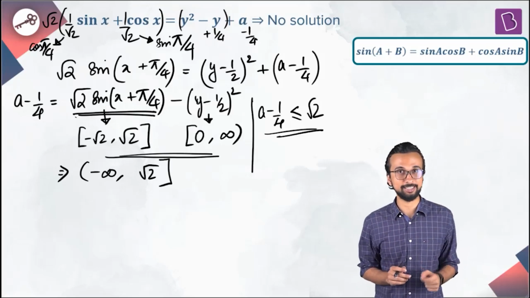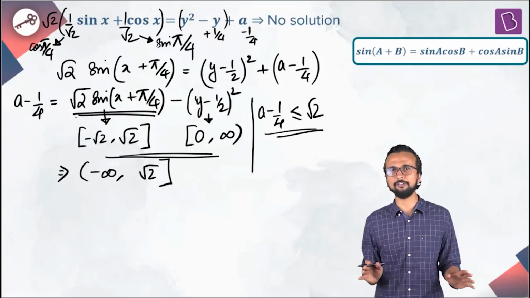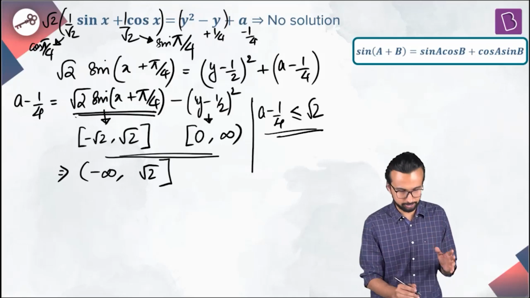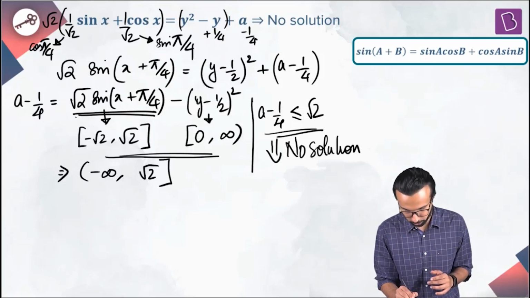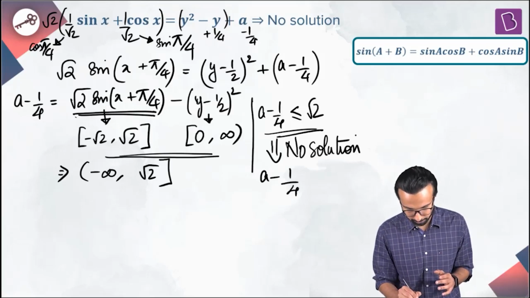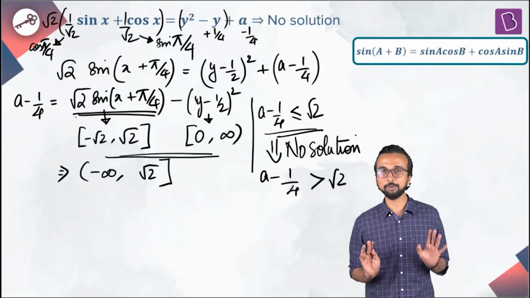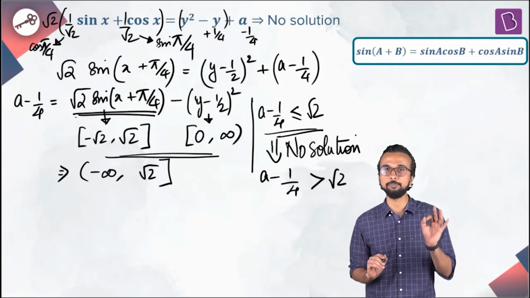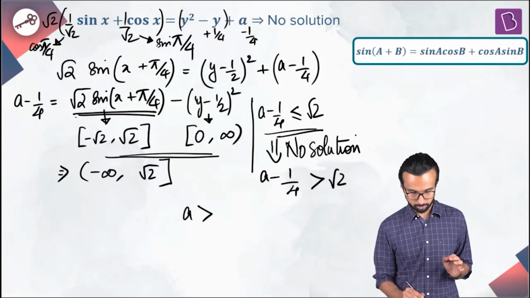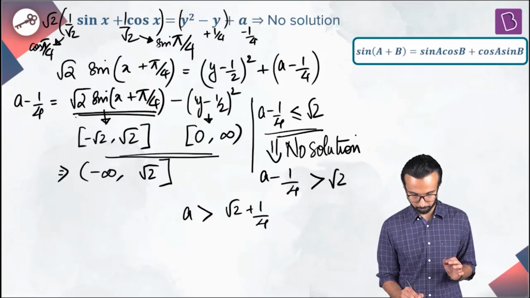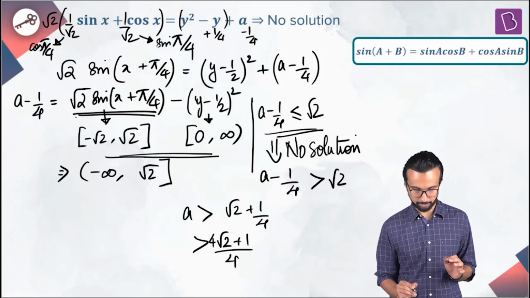But it's given in the question that the given equation does not have a solution. What does it mean? If it does not have a solution, then it just means one thing. For no solution to exist, a minus 1 by 4 has to be greater than root 2. As simple as that. In other words, a should be greater than root 2 plus 1 by 4, or 4 root 2 plus 1 by 4.